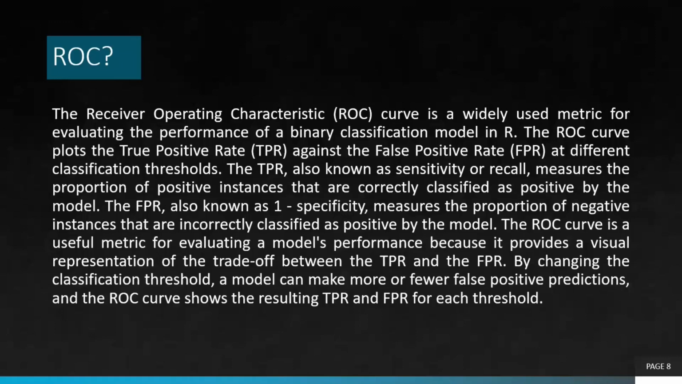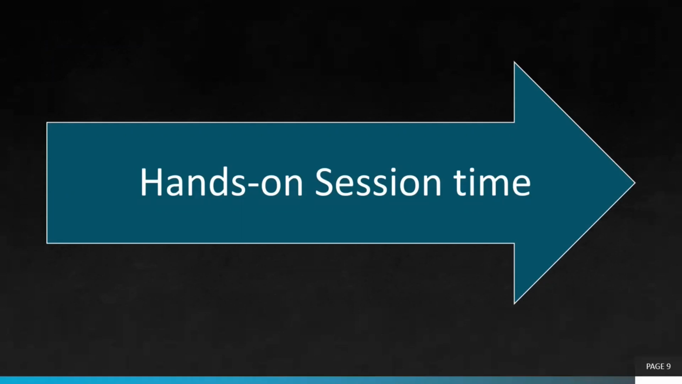The ROC curve is a useful metric for evaluating a model's performance because it provides a visual representation of the trade-off between the TPR and the FPR. By changing the classification threshold, you get more or fewer false positive predictions, and the ROC curve shows the resulting TPR and FPR for each threshold. So now it's time for a hands-on session.